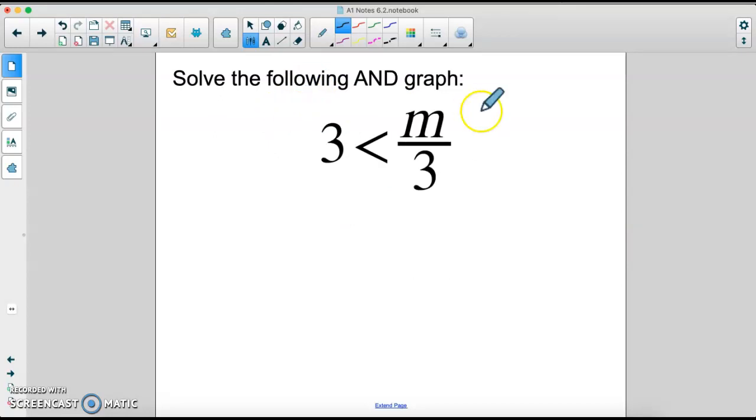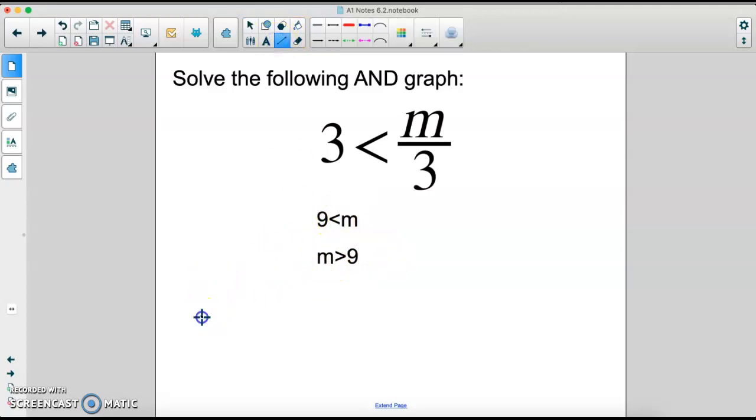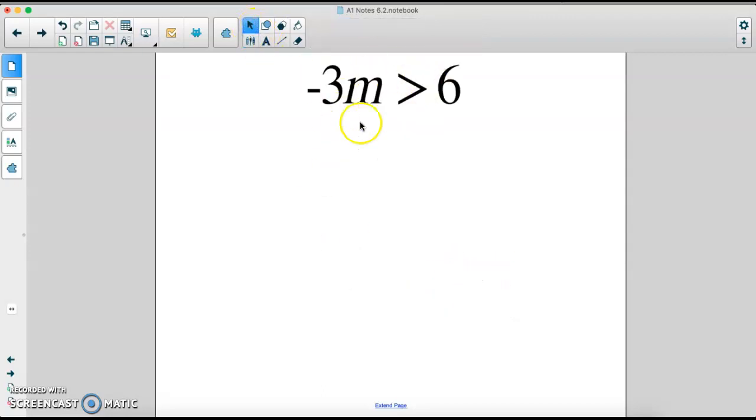How do we solve this one? Well, if m is being divided by 3, we need to multiply both sides by 3. When we do that, we get 9 less than m. I don't really like this. I don't like when the m is on the right-hand side. Sometimes it confuses me. So what I'm going to do is put the m on the left-hand side, but I'm going to flip the sign with it because if the m goes over, I have to make sure my m is still greater than 9 like it was in my first equation. This also makes it easier to use my trick when I graph, because if I put my 9 on my number line and I do my little circle, now I can double check that that arrow is going the right way.